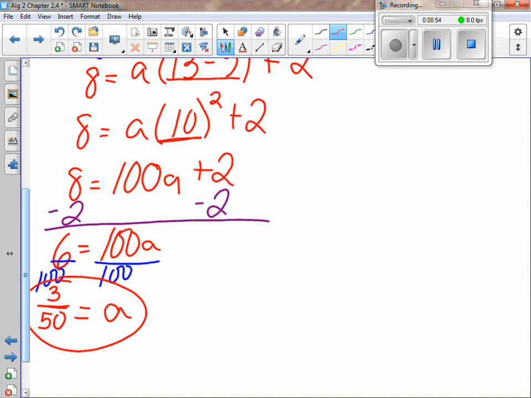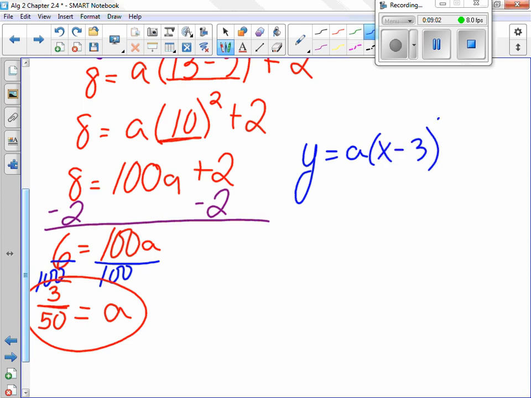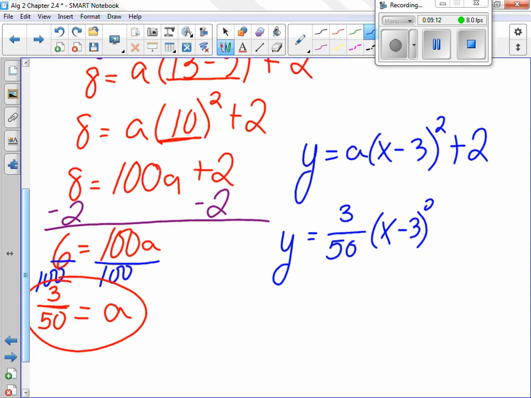So now I have the value of a, yes? So we'd plug it back in, because what we said originally, our equation was what? y equals a times (x minus 3) squared plus 2. Plug it in. So y equals 3 over 50 times (x minus 3) squared plus 2.